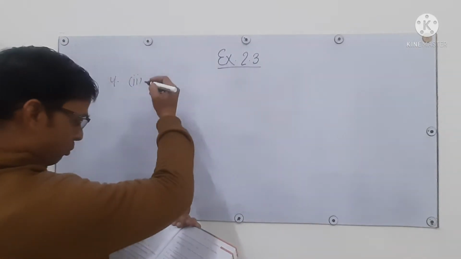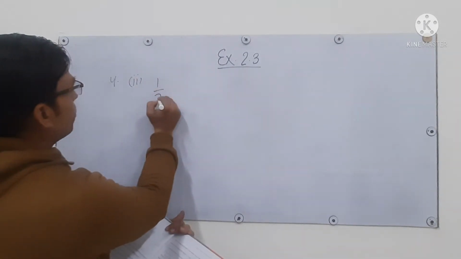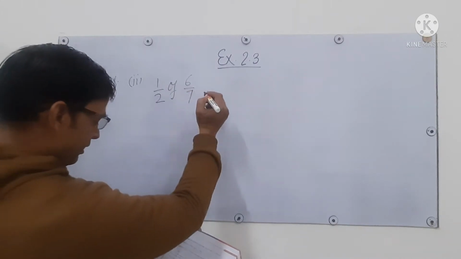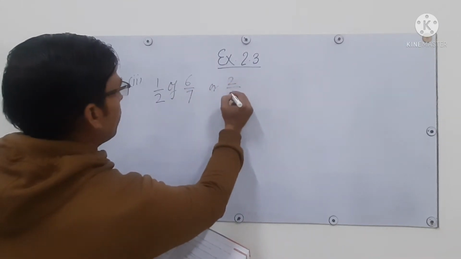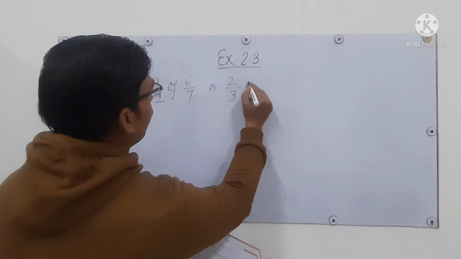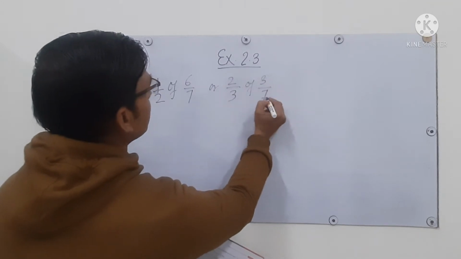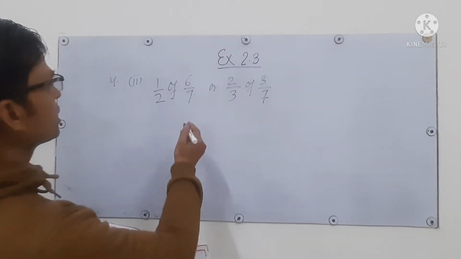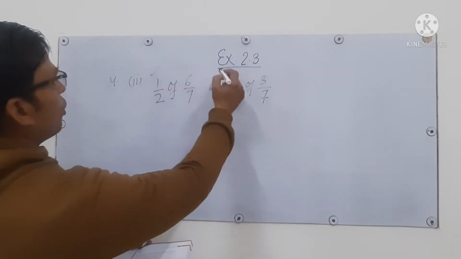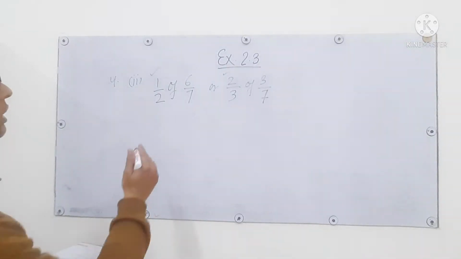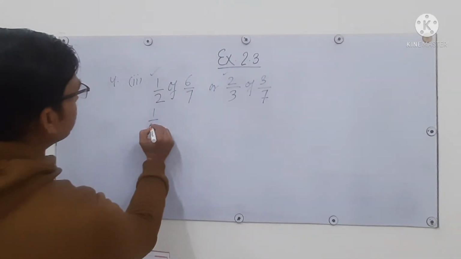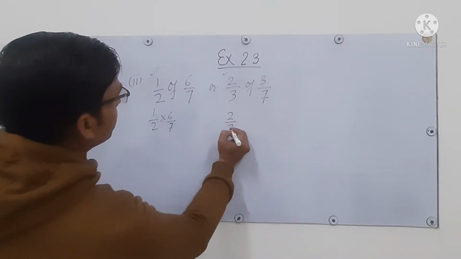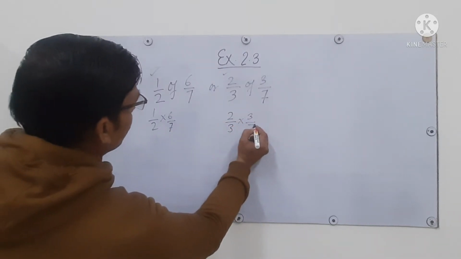So part 2 is given as 1/2 of 6/7 or 2/3 of 3/7. And here we have to find which is greater. That is, whether this one is greater or this one is greater. So just we will solve it. How we will solve it? You can see here 1/2 × 6/7, and this will be 2/3 × 3/7.